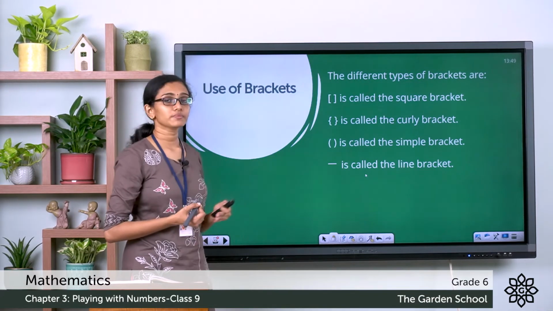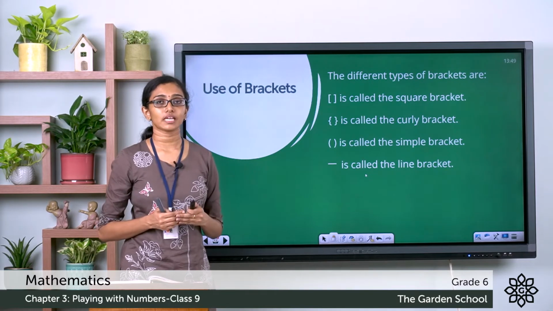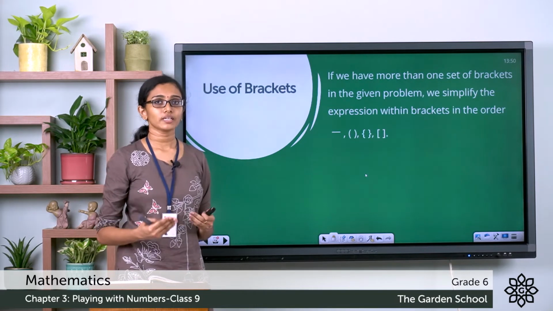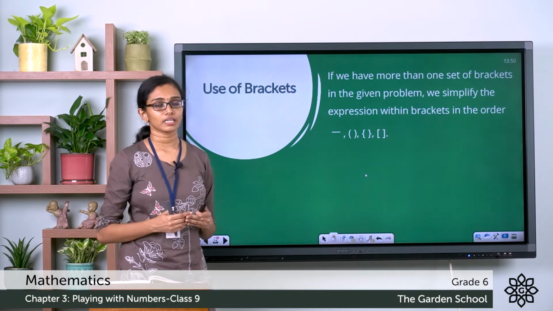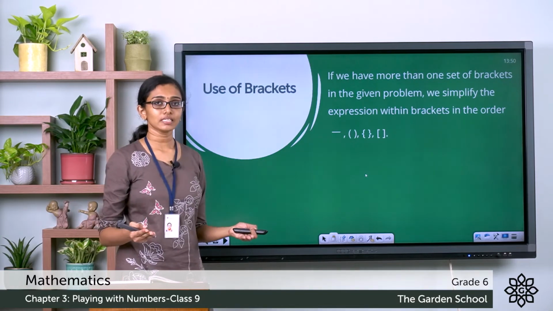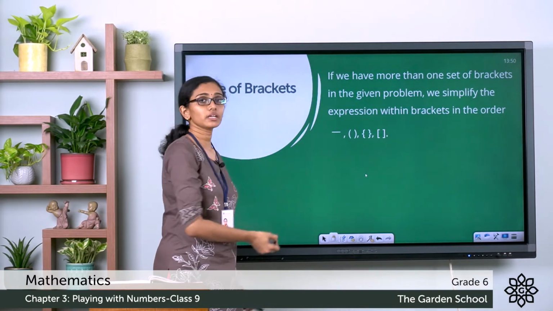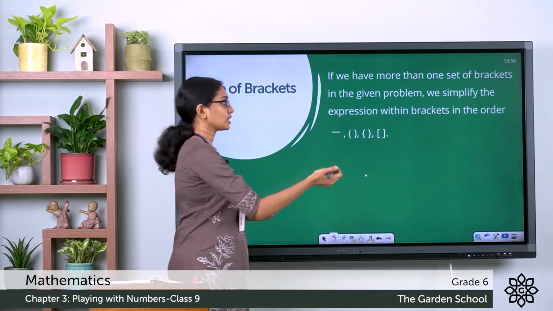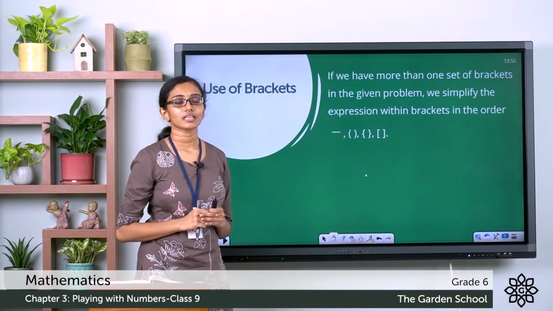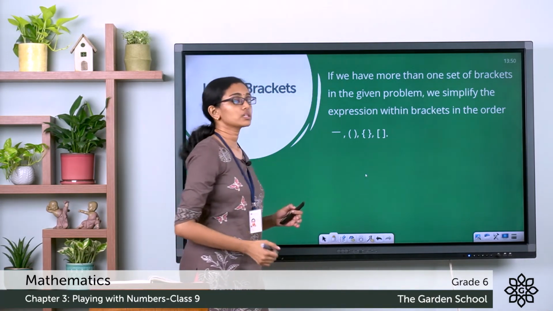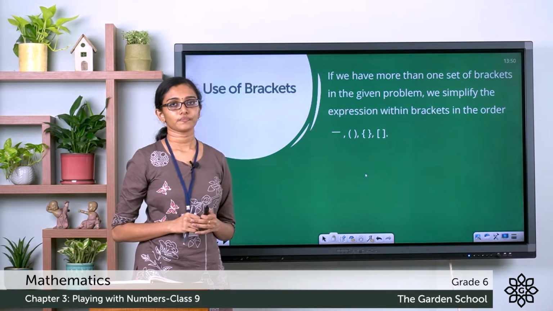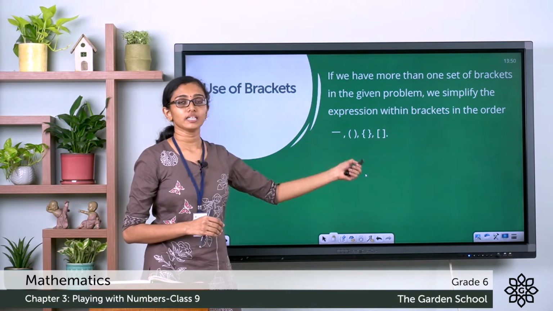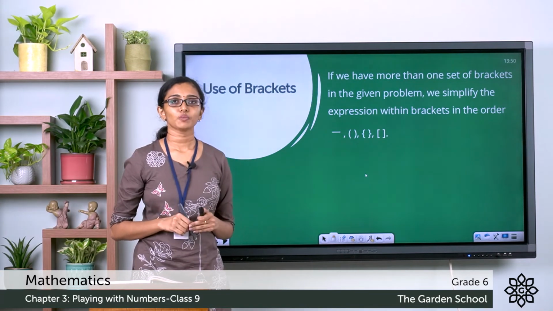Now when different types of brackets are used within the same mathematical statement, there is an order that should be followed, right? First you have to solve what is given in the line brackets, then you should solve the part given in the simple brackets. The next should be the part given in the curly brackets, and finally what is given within square brackets has to be done. So first line brackets, then simple brackets, then curly brackets and finally square brackets. So I hope this is clear to you now.